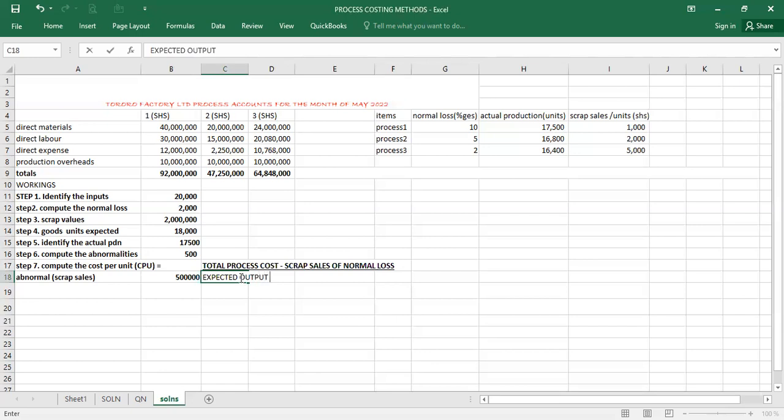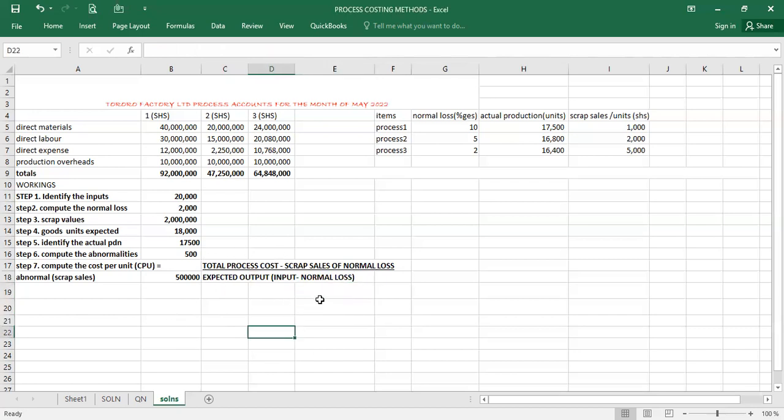And we said to get that, we get the inputs, we less the normal loss units. Then we close that bracket, and that's how we determine the cost per unit. That's how we do so.